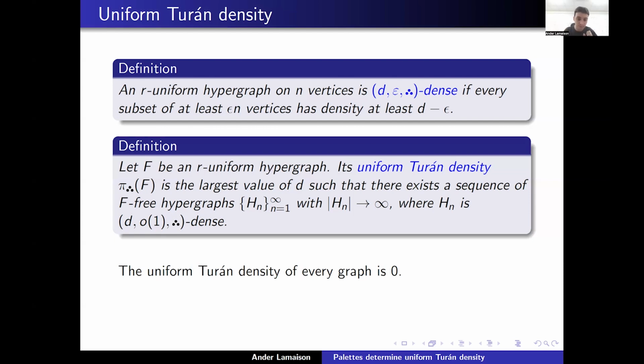However, the same is not true for hypergraphs, even for 3 uniform hypergraphs. In this talk, everything that I mention after this point is going to be about 3 uniform hypergraphs. There are several constructions that show this fact, several constructions of hypergraphs which have positive uniform density, so every part of the graph is dense, and yet do not contain arbitrarily large cliques.